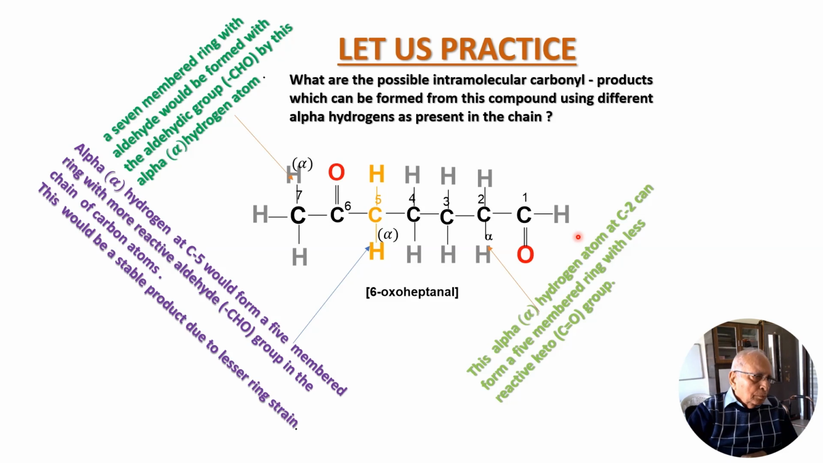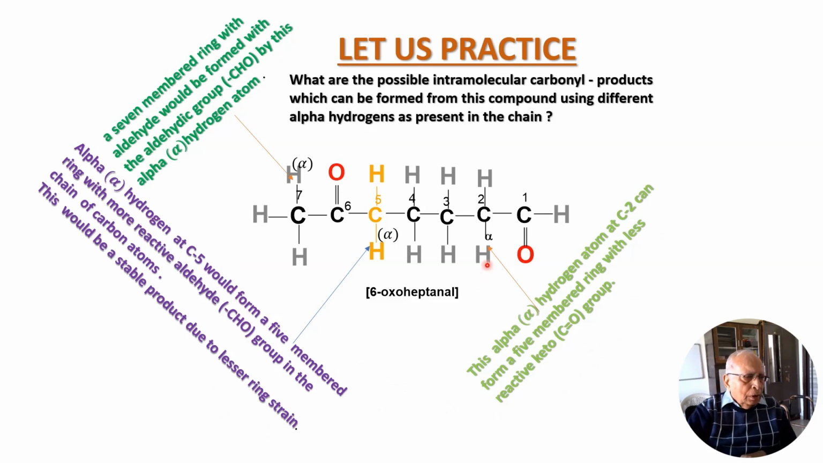Now, if you look carefully, you will find that a number of alpha hydrogen atoms are there. At position 2, adjacent to the aldehyde group, and at position 6, there are 2 alpha hydrogens, and the ketonic group is here. At position 5, there is an alpha hydrogen, and at position 7, there is an alpha hydrogen. So there are 3 possibilities to get the products of intramolecular aldol condensation. Let us determine which will be the most stable product and why.